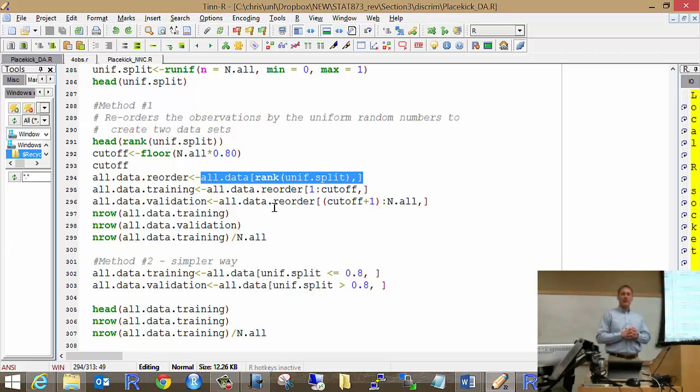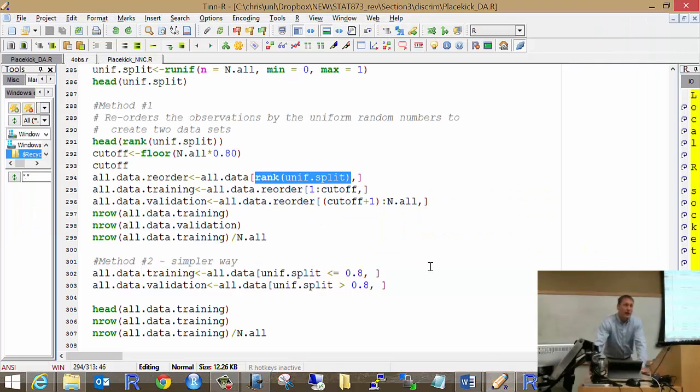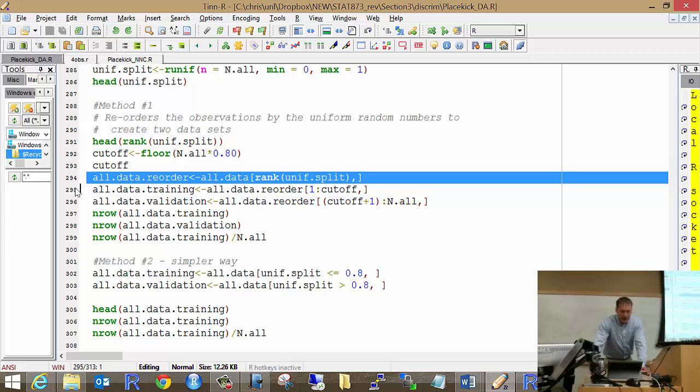Okay? So the first observation that's going to be shown is number 22. The second observation will be number 146. So what that uniform number allows me to do is simply randomly rearrange all my observations in the data set. That's it. So I'm going to put that into a data frame called all.data.reorder.